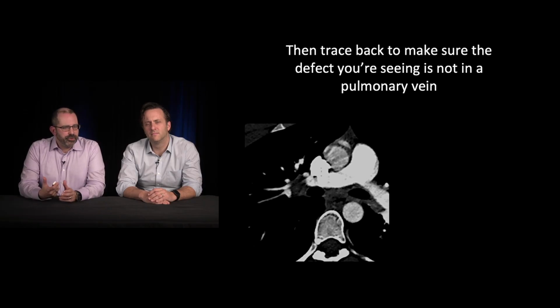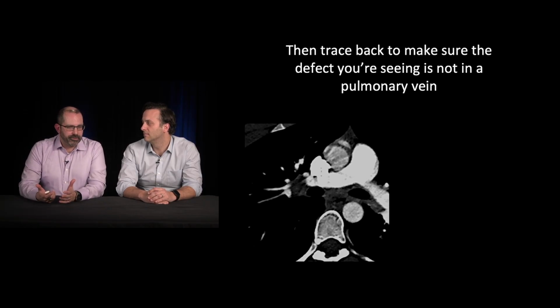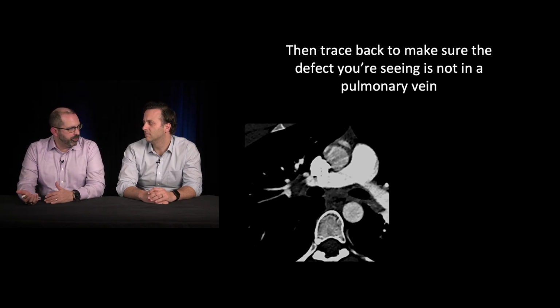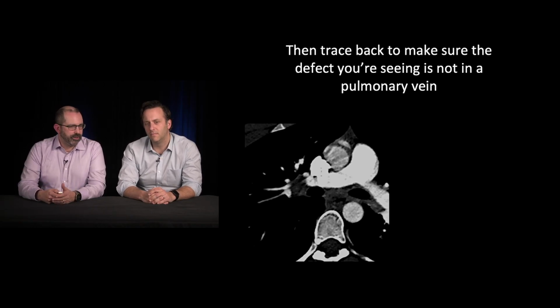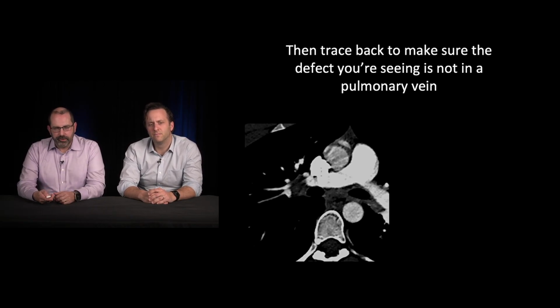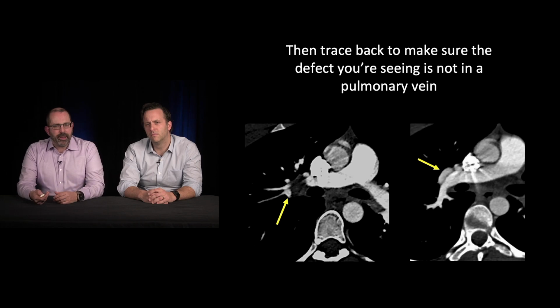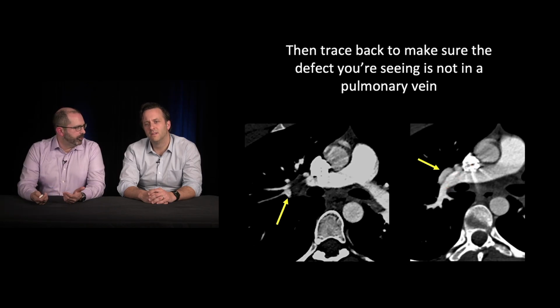The next thing is, if you see something that looks like a filling defect, what you want to do is trace it back and see, does it actually connect into the pulmonary artery, or is it actually in the pulmonary vein? So here, there's what looks like a little intraluminal filling defect, looks for all the world like it could be a PE. But if you trace that back, it connects up into this vessel here, which is sitting next to the pulmonary artery. And it's actually the pulmonary vein.